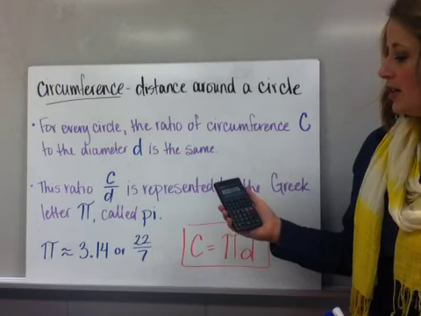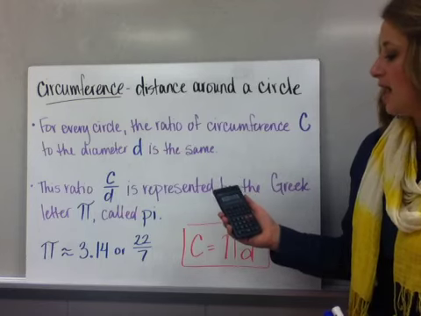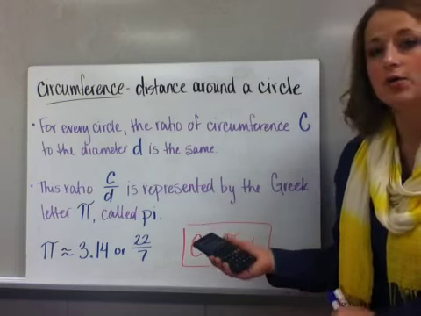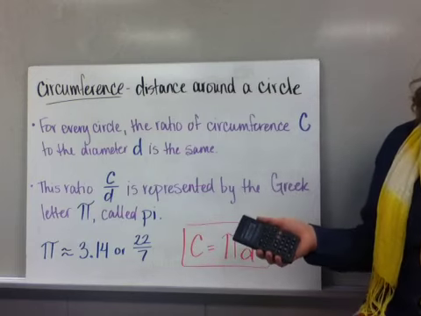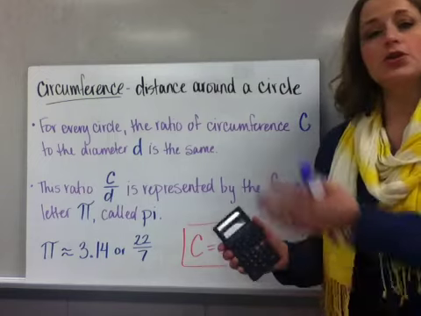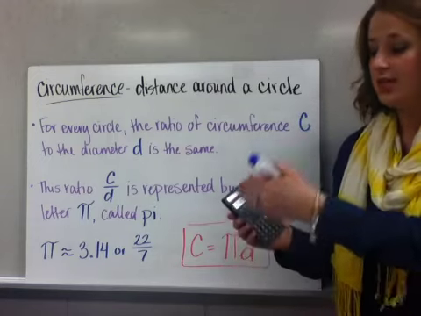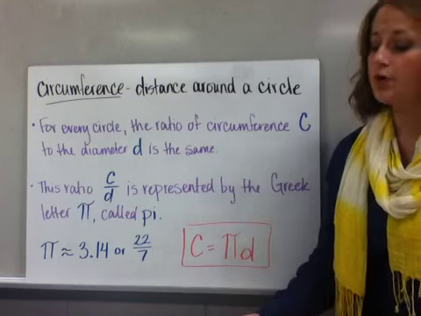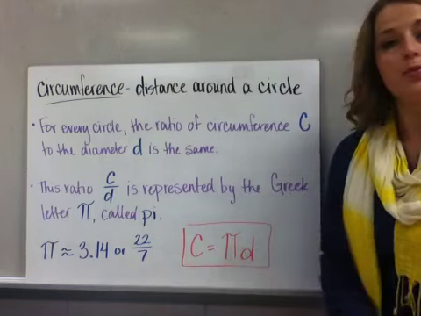On the calculator, it goes 3.141592654, and actually it goes on beyond that. Pi is an irrational number, meaning it cannot be exactly represented by a fraction. So your calculator is only holding the digits that will fit into the calculator screen. For our purposes, we're going to use the rounded version of 3.14.